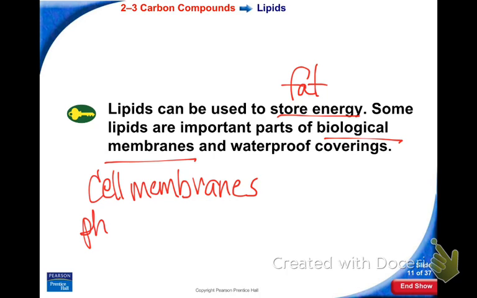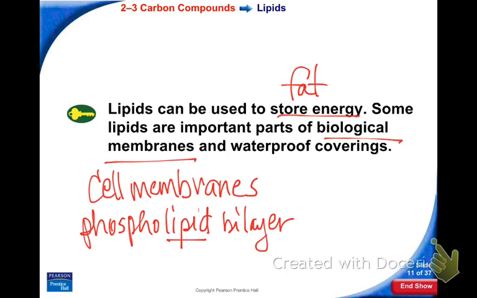And if you remember, we had a phospholipid, see, there it is, bilayer. Okay, so phospholipid bilayer, 2 layers of these lipid molecules with phosphates in them. And then waterproof coverings, what are they talking about there? Skin. Okay, our skin does have lipids in it, but also we're talking about wax on like birds' feathers, or there are a lot of amphibians, frogs, that make a lipid that they then wipe over their bodies, which help them to not dehydrate.